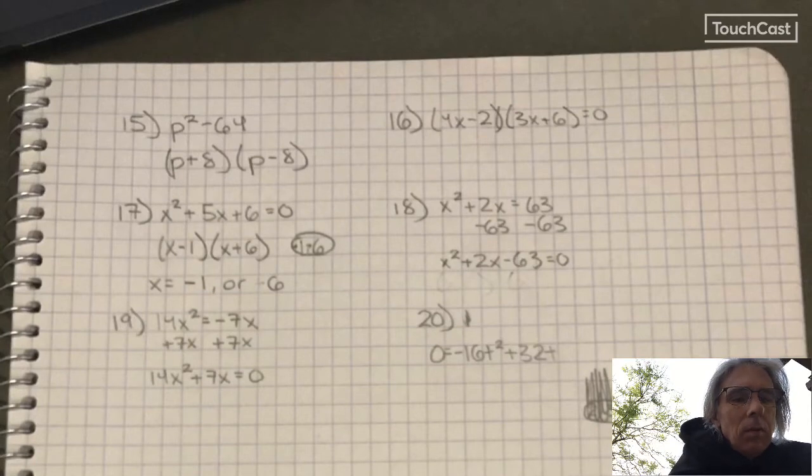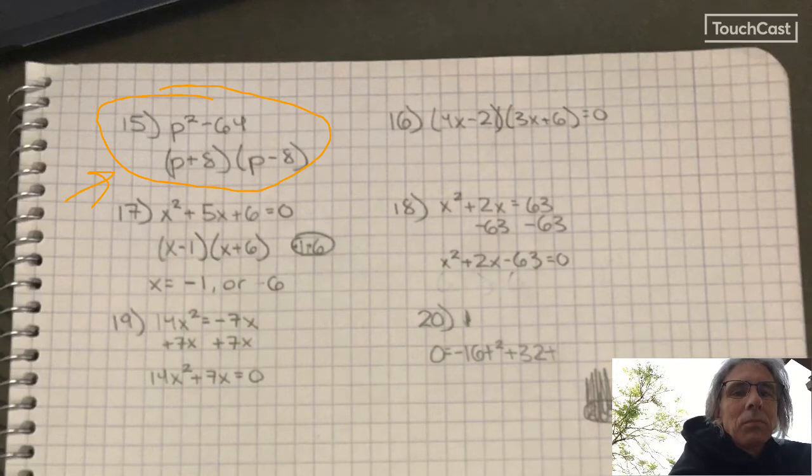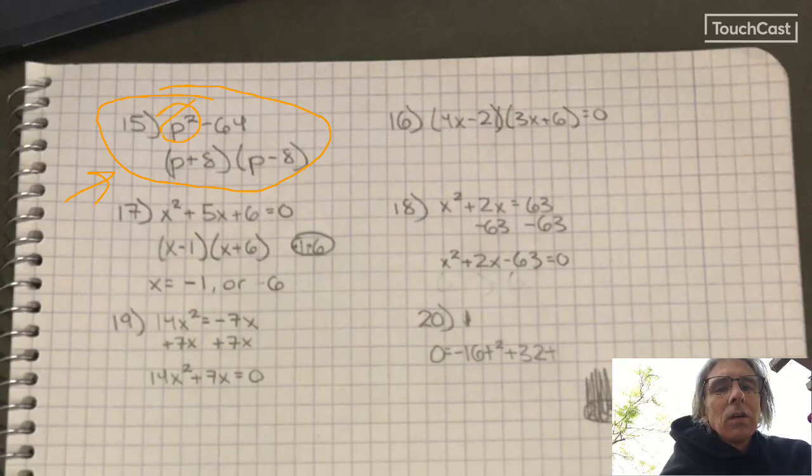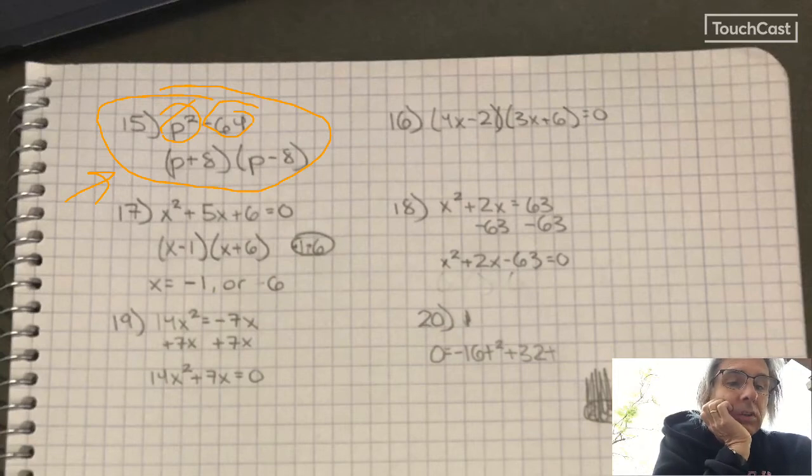I like what you're doing on factoring on problems like 15. You got the right idea. You've just factored the thing, and you factored this correctly. P plus 8, P minus 8. It's the difference of two perfect squares. P squared is a perfect square, and 64 is a perfect square. So those are done well.